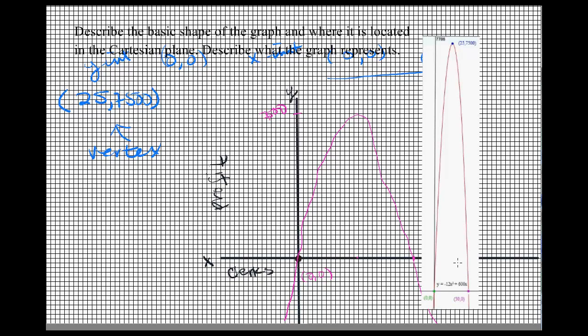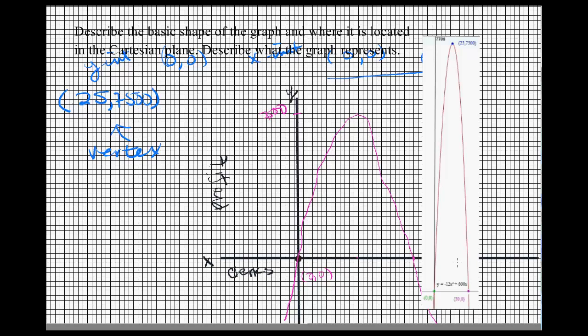And our vertex is at 25 for the x-coordinate and 7,500 for the y-coordinate. That alone is going to tell you that it's very high and very narrow. Again, it is going to be in the first and fourth quadrants, and it may even go down into the third quadrant down below there. On our x-axis, that's going to represent the number of clerks, and on the y-axis, that's going to represent the profit.